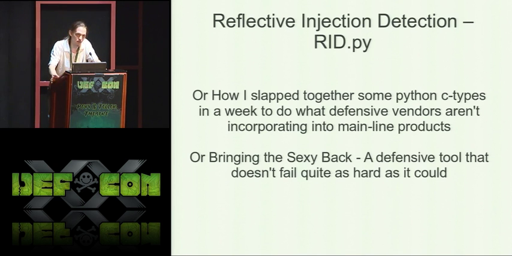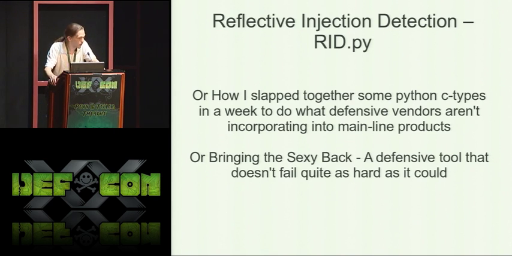Put together some Python ctypes in about a week that fairly accurately detects reflective injection the vast majority of the time. It does have a couple of issues with false positives. But something to note about the title, I said defensive vendors in general. It's not exactly the case. Defensive vendors do have products that catch reflective injection. It's just not in your mainline home user applications.